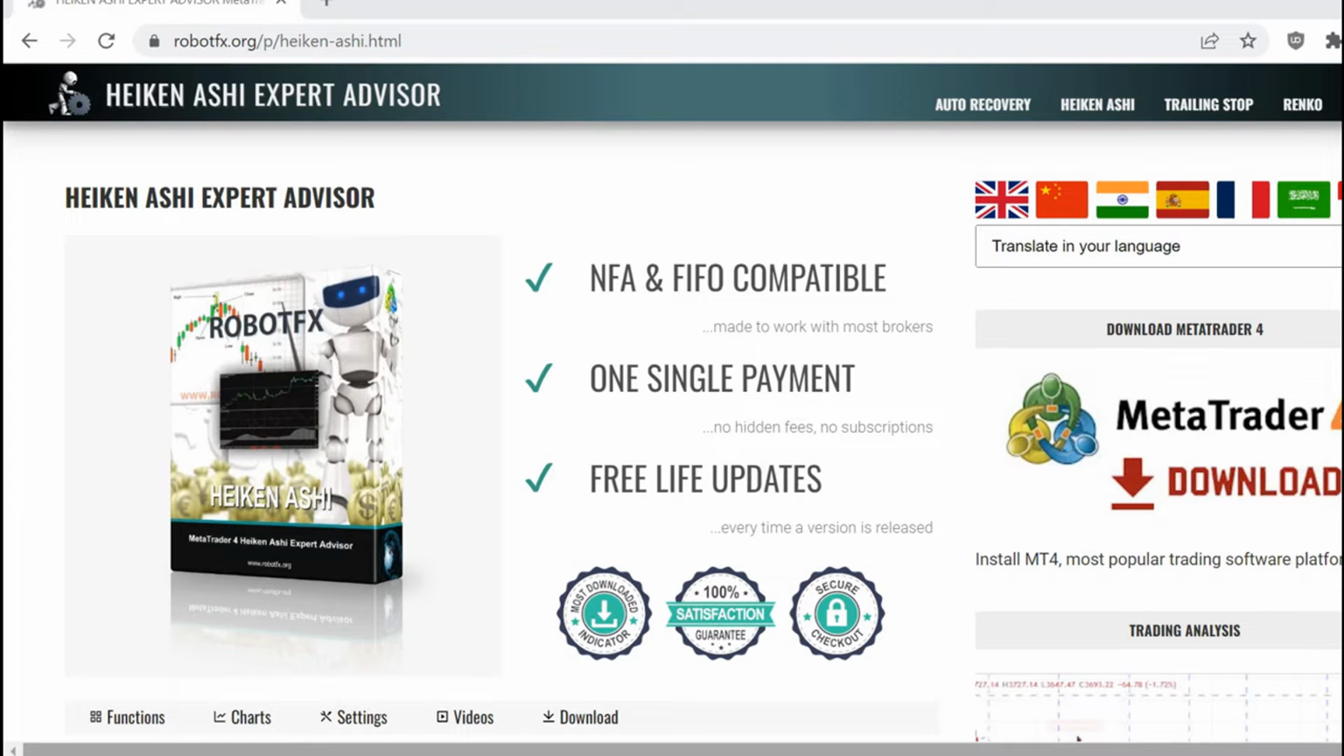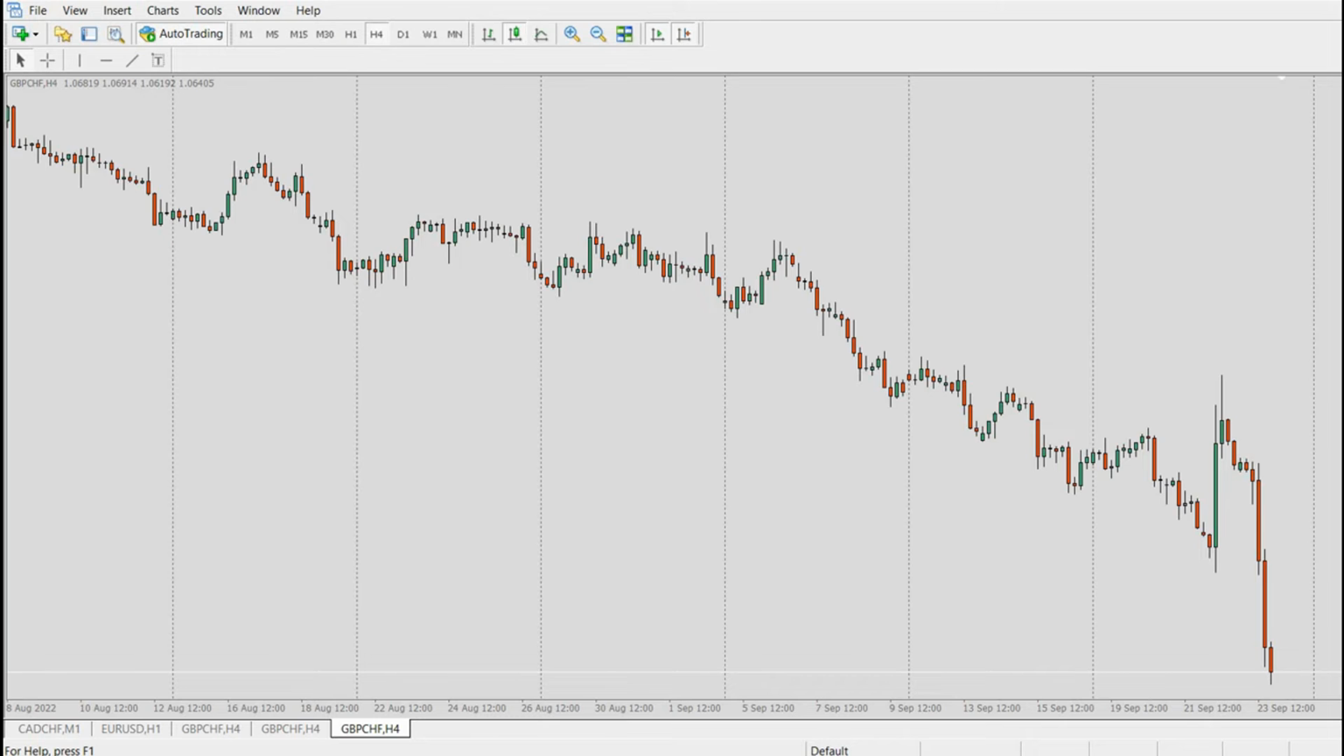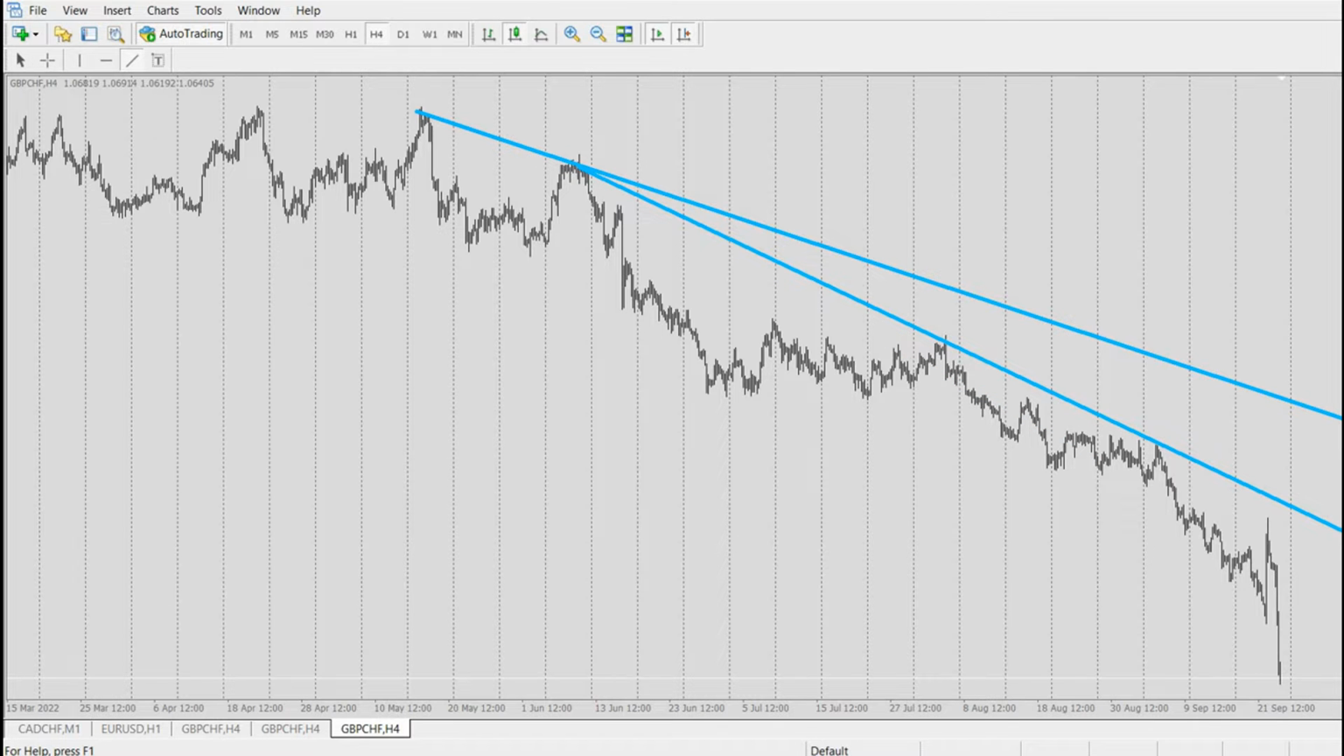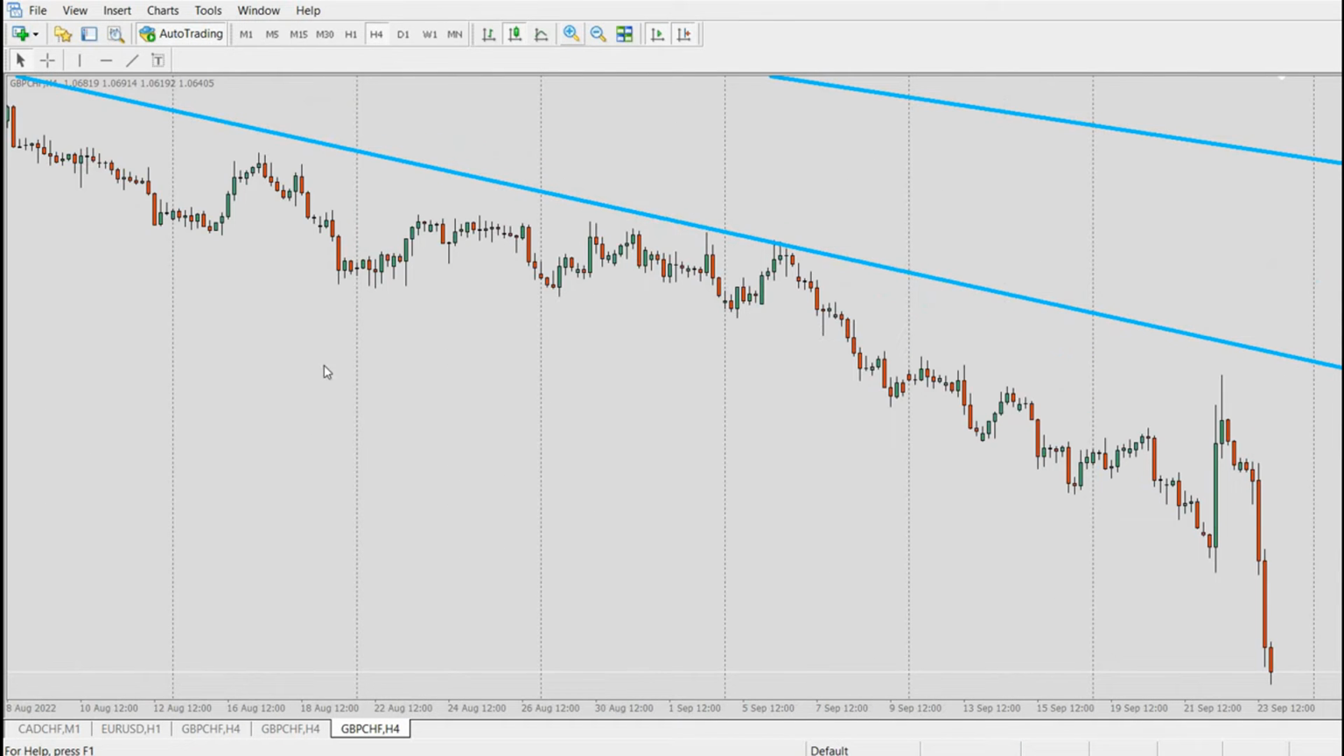Now, first of all, why would you use the Heiken Ashi candles rather than the normal candlesticks that come with MetaTrader charts? Well, this chart, which is the pound Swiss crown, looks like an easy to trade chart. We obviously have a downtrend, the price is falling, and all you have to do is draw some trend lines and focus on the price bouncing back from these trend lines and enter short selling.